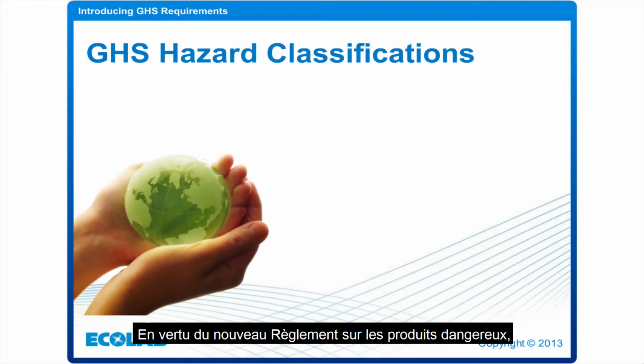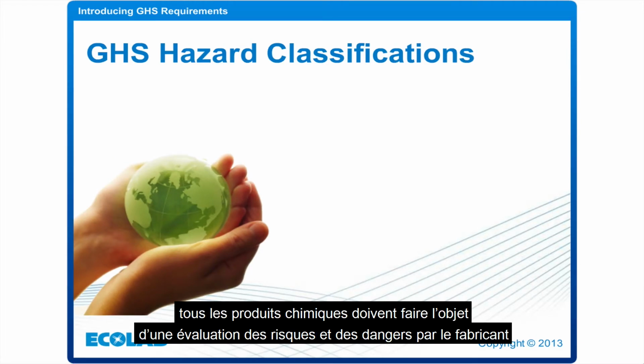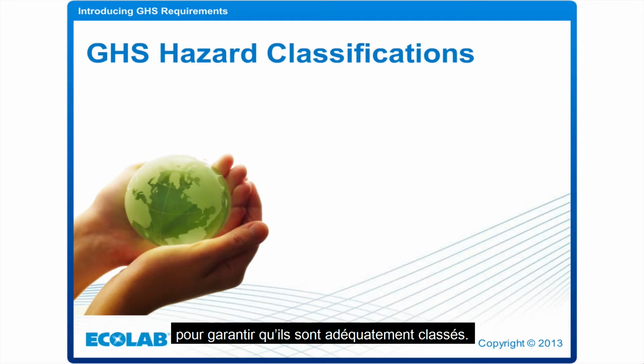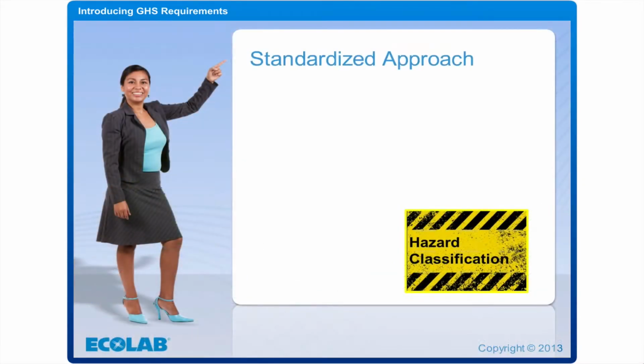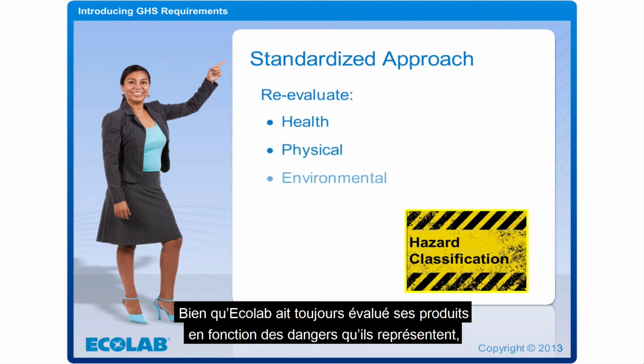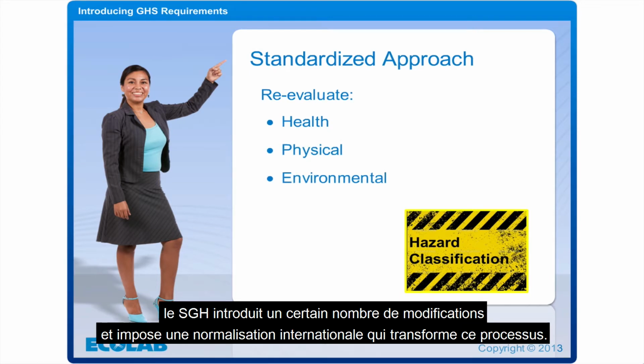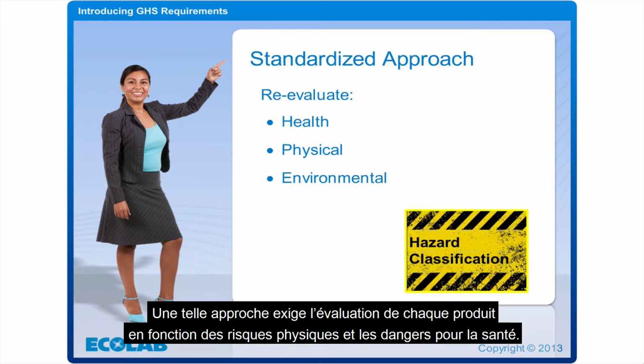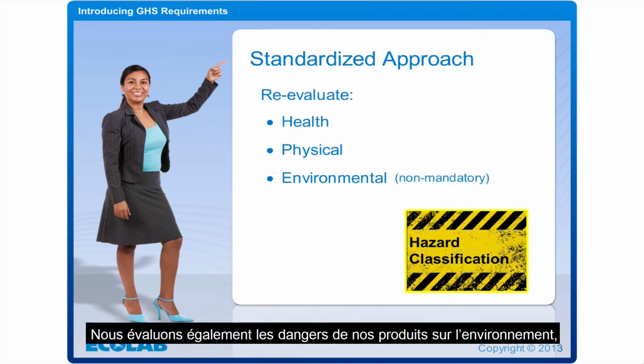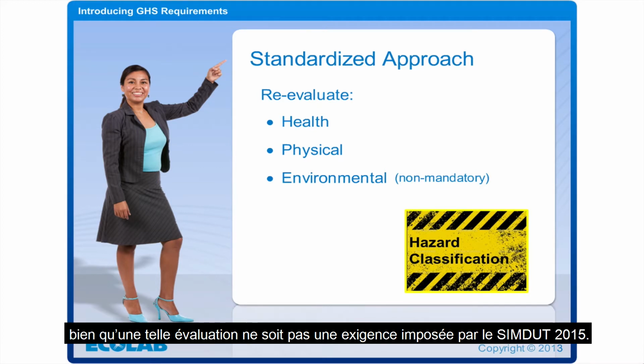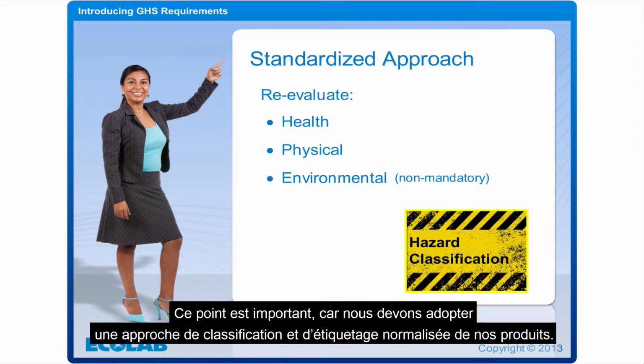Under the new GHS regulation, all chemical products must be evaluated for hazards by the manufacturer to ensure they are classified properly. While Ecolab has always assessed our products for hazards, GHS brings some revisions and global standardization to the way this has to be done. This requires that each chemical product be evaluated for both physical and health hazards. At Ecolab, we also assess our products for environmental hazards, although this is non-mandatory under OSHA's GHS requirement. This is important because it demonstrates Ecolab's standardized approach to classifying and labeling our products.